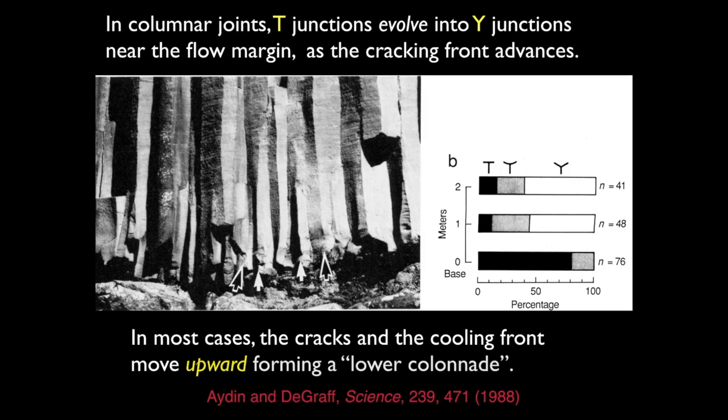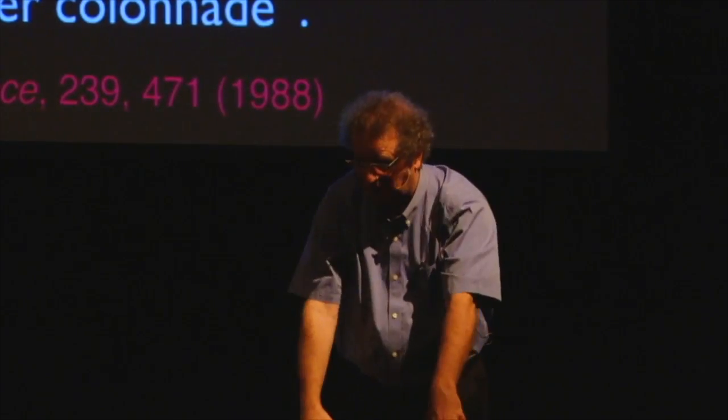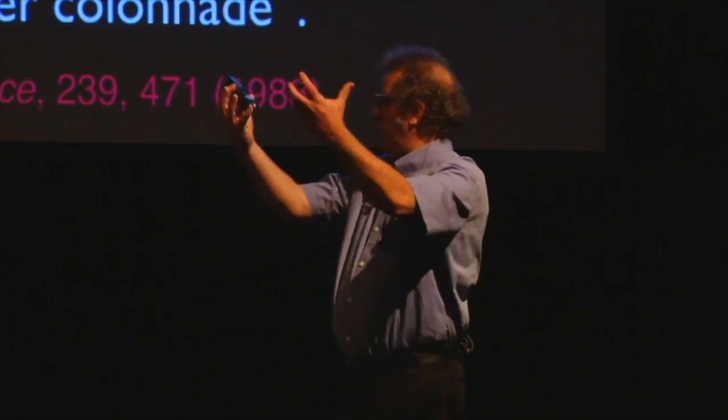And they very quickly turn into mostly Y-junctions. So after just a few meters, the columns which develop from these cracks are mostly hexagonal, and they have Y-junctions instead of T-junctions. And this formation is called the lower colonnade. And typically the most beautiful columnar joints you get don't form from the cracks coming down from the top, but they form from the cracks coming up from the bottom.